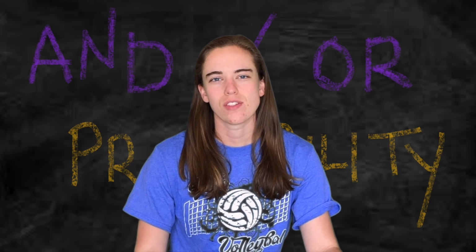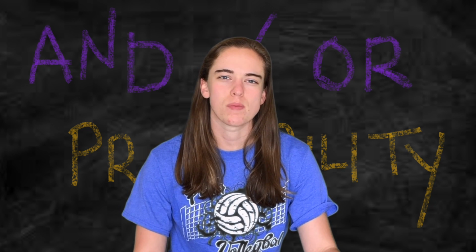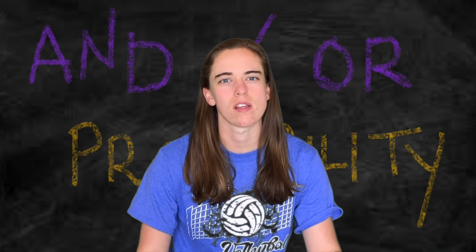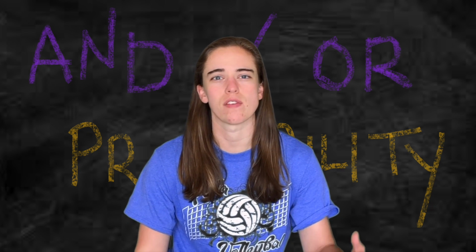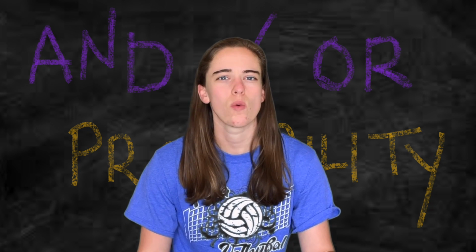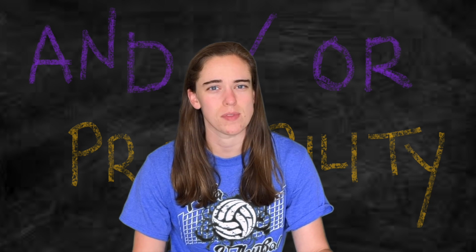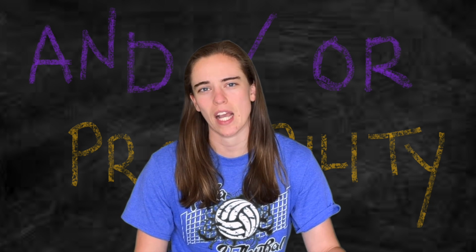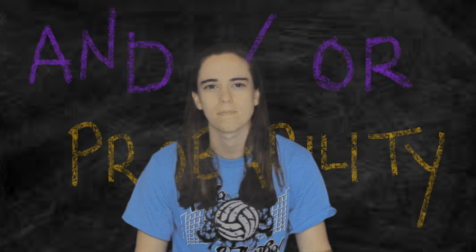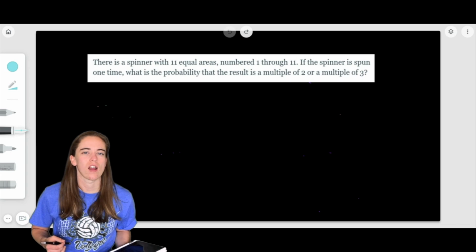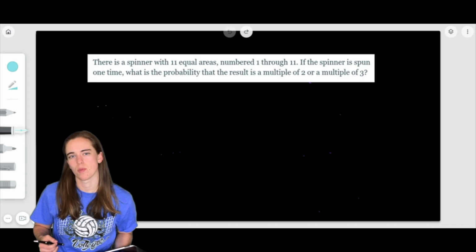Today we're going to practice using sample spaces to find the difference between "and" and "or" probabilities. Some of the problems that we use are going to give us all of the information that we need, while others of them have some additional steps that we're going to need to use before we can actually find the probability we need. Alright, our first problem says that our spinner has 11 equal areas numbered 1 through 11.